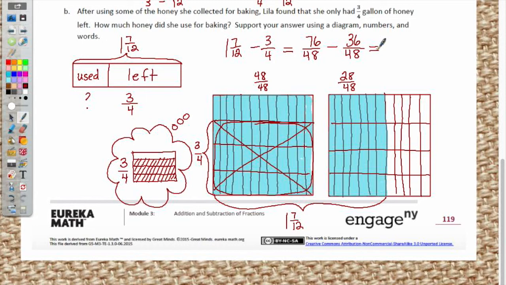Okay, so 76 minus 36. Aubrey, what's 76 minus 36? 7 minus 3 is? Okay, so am I finished? No. I've got to simplify.